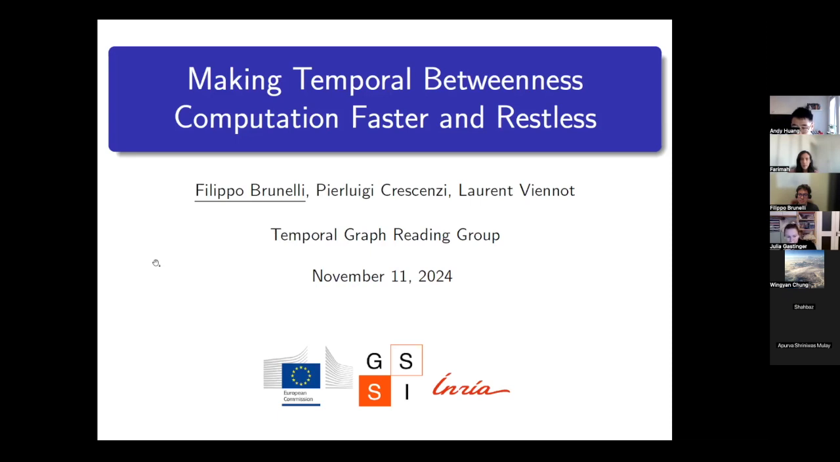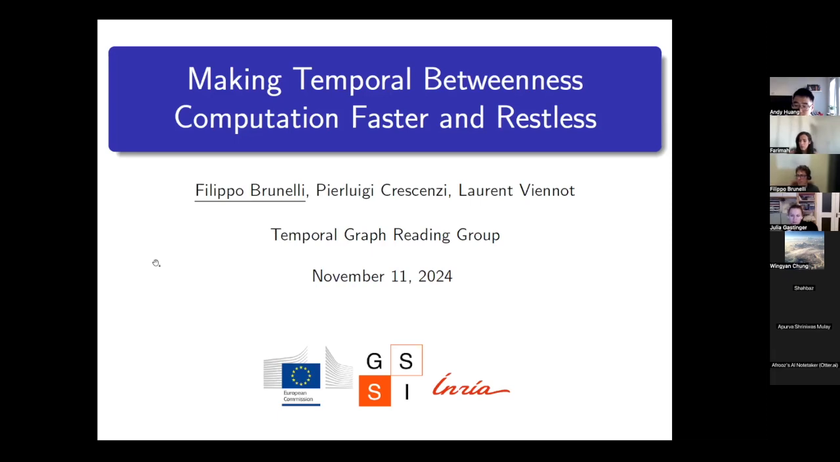Laurent Viennot and Pierluigi Crescenzi. The focus of the thesis was on temporal graphs and specifically exploring models and algorithms with potential uses in transportation networks and for efficient routing algorithms.